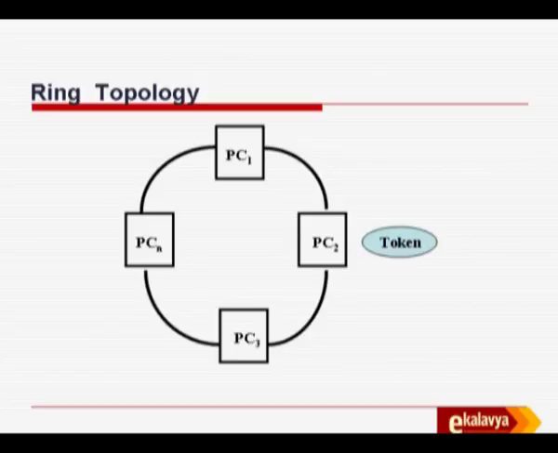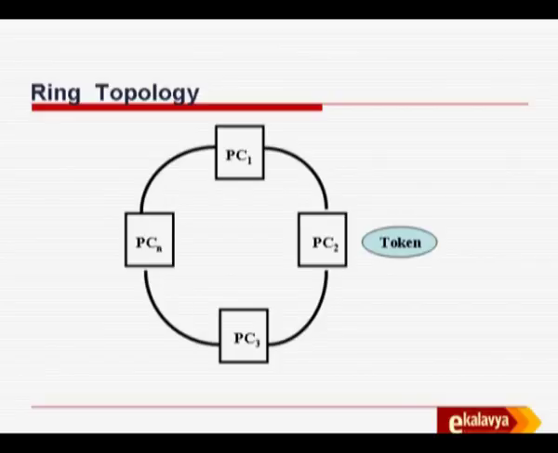So this token is a special packet. And this token actually moves around as a separate transmission from node to node. Consider that PC2 currently has the token. Because nobody else has that token packet, because token packet is unique, only PC2 is permitted to transmit. So PC2 will transmit a packet and will immediately pass the token to PC3. The packet might have been transmitted to PC1, PCN, doesn't matter. When PC3 gets a token, PC3 can transmit.